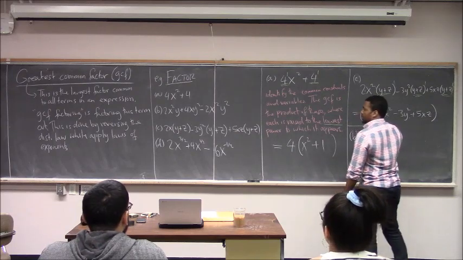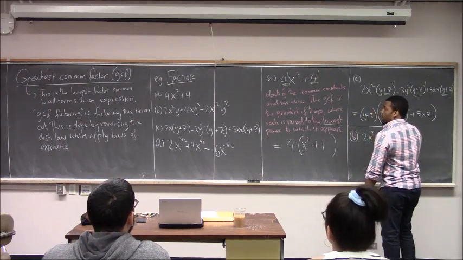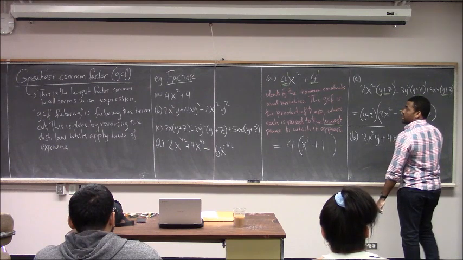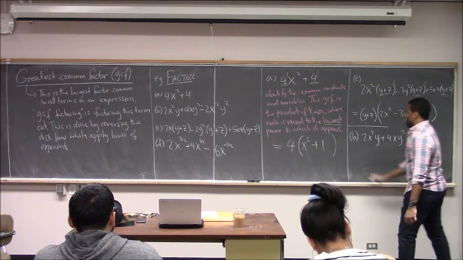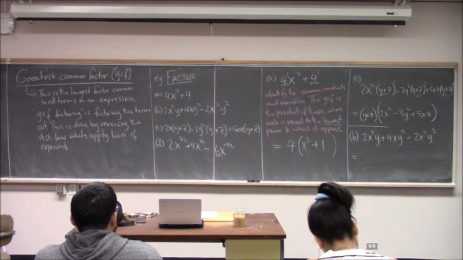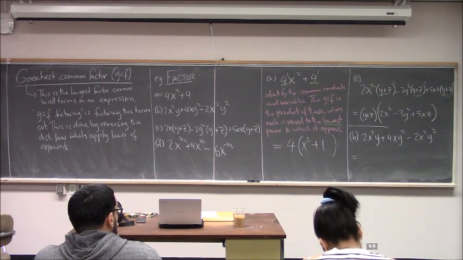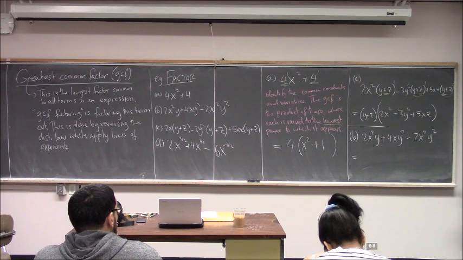B. 2x squared y plus 4xy squared minus 2x squared y squared. What's your GCF here? 2xy. How do you know 2? Is there a 2 here?